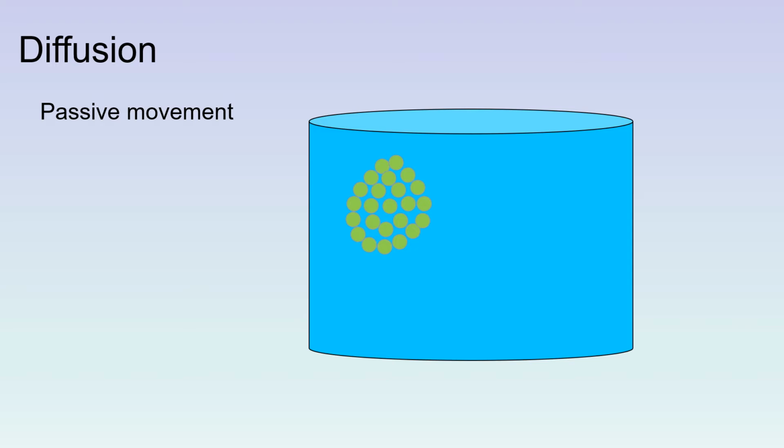Diffusion is the movement from an area of high concentration to an area of low concentration. Check this out. I made this like 12 years ago. Woo, you want to see it again? I can't show it to you again. So this movement that you saw is a passive movement with no energy required.